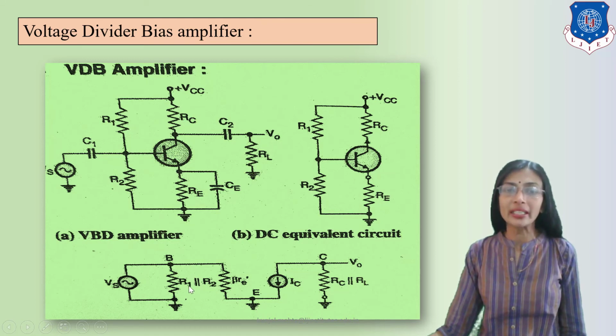So we will draw here R1 and R2, and we can also show it as R1 parallel R2. And the last branch is the input voltage source. This is one type of assumption for the input circuit, and this is the output circuit with all resistances connected in the basic circuit, those are RC and RL. So RC parallel RL I can draw here in the pi model of VDB.